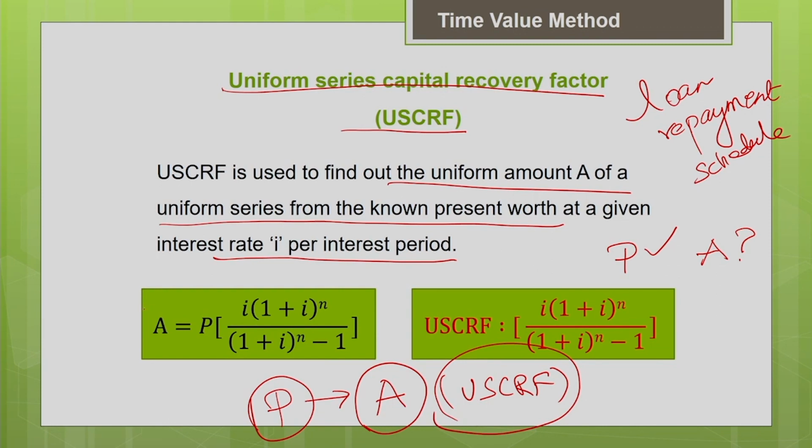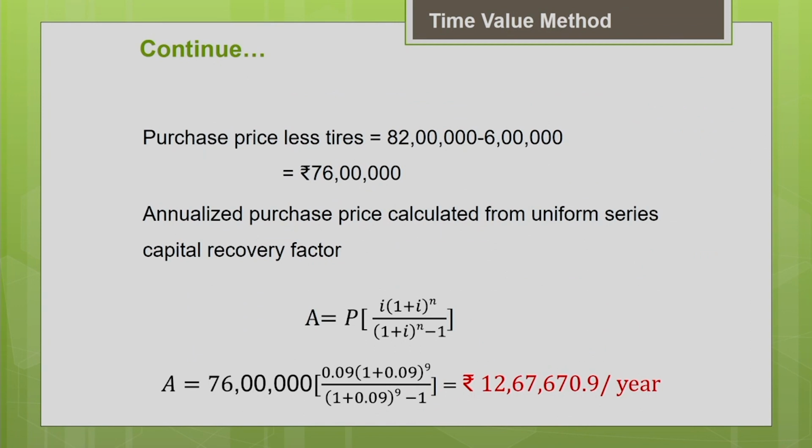So we are going to determine A for the given P, you know the present value. This is given, so you are going to find the A. This is your uniform series capital recovery factor. So the A is made equivalent to P by this factor. Let us see how to use this factor to find the annualized purchase price of the machine.